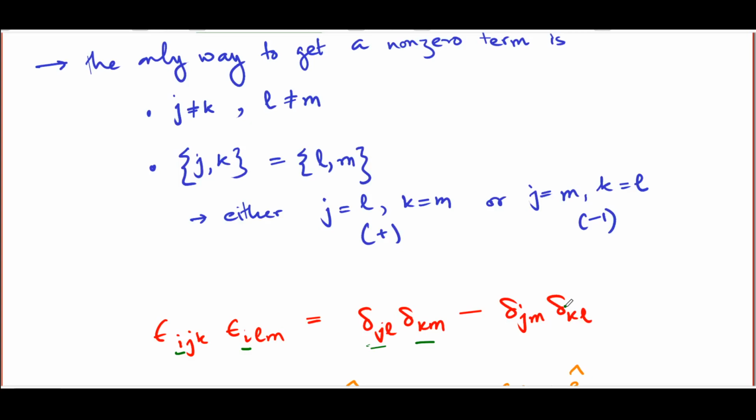So what we end up with is this identity which allows us to replace the contraction of two epsilons with some delta symbols. And delta symbols are always nice to work with in a sum.